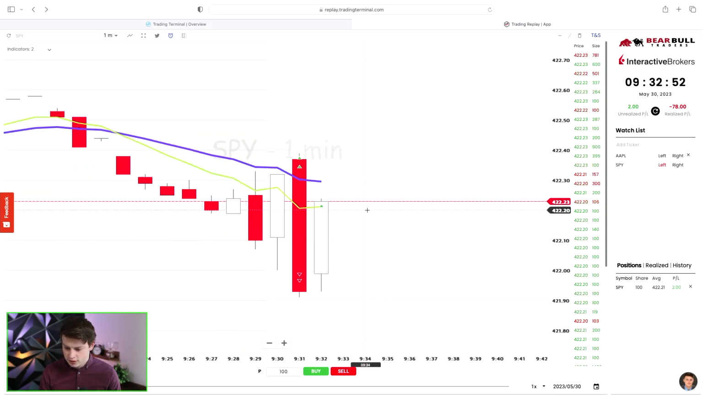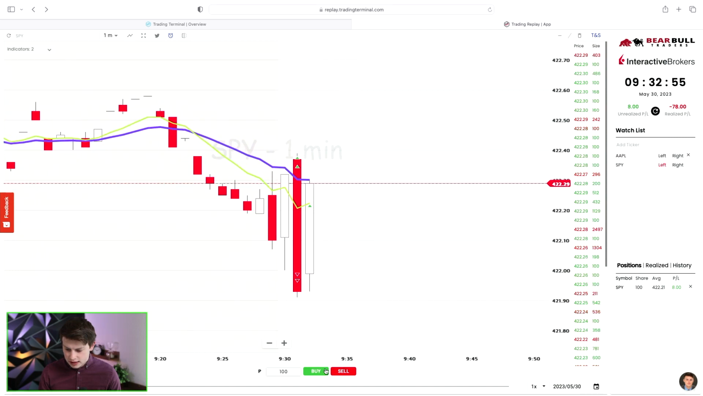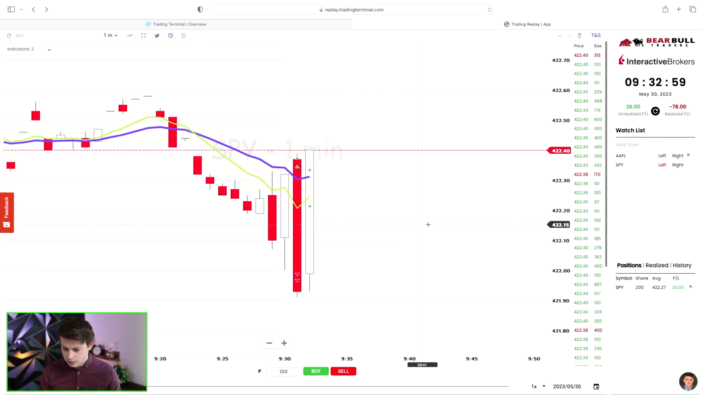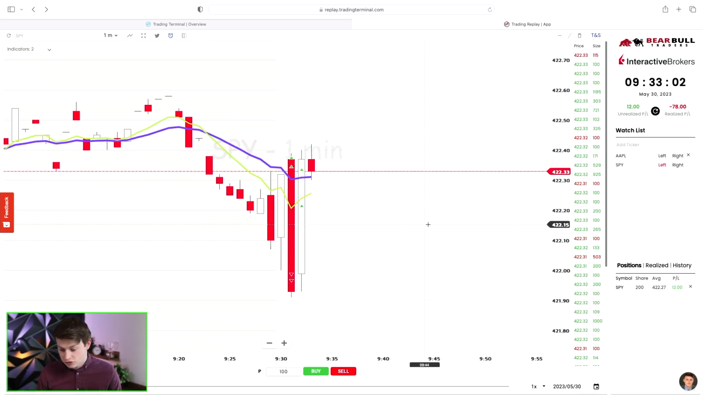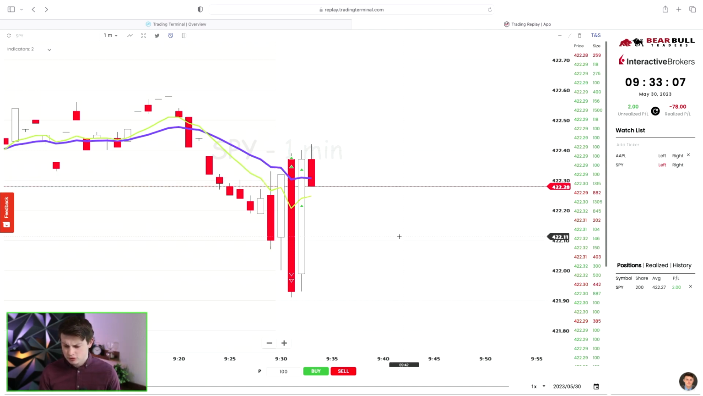Isn't that cool? So we are about 3 minutes into market, and oh, we hit the purple. So we're going to buy again. And strongly rejected at the 20. Okay, so we're going back to the 20.